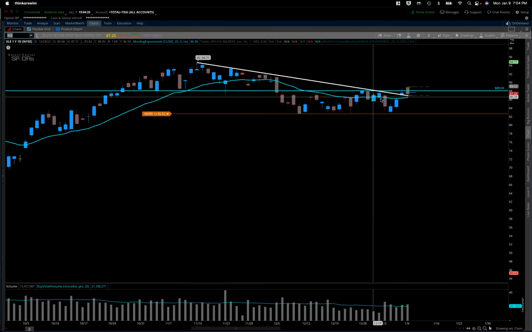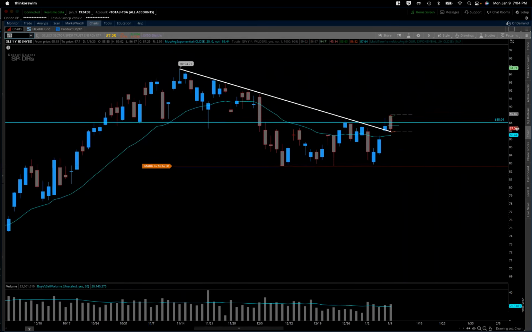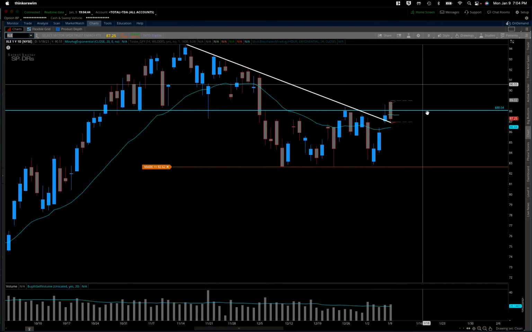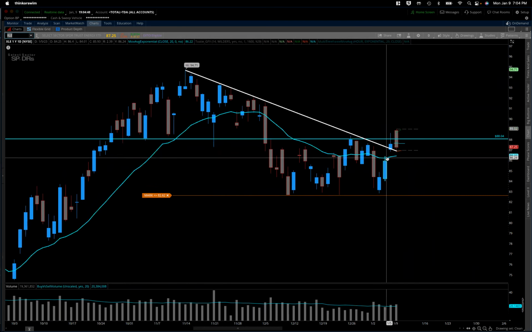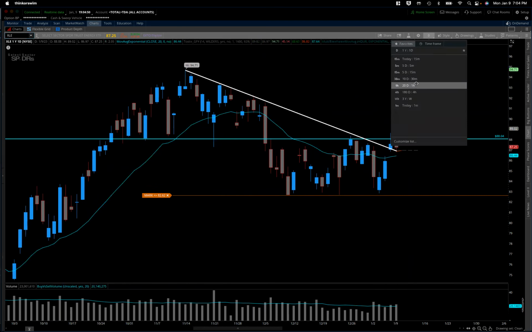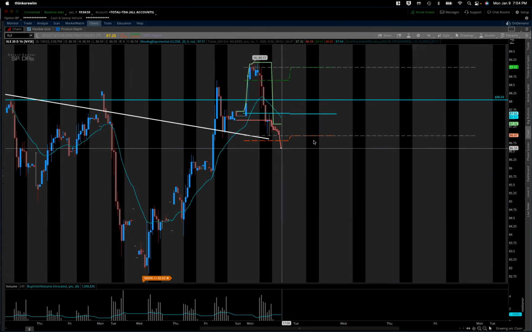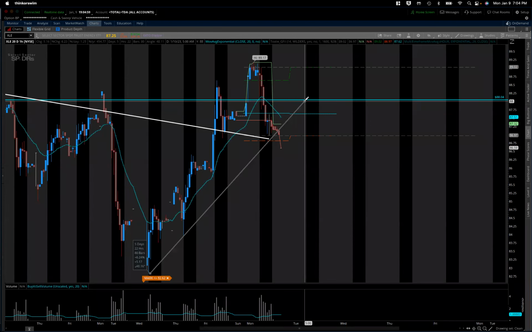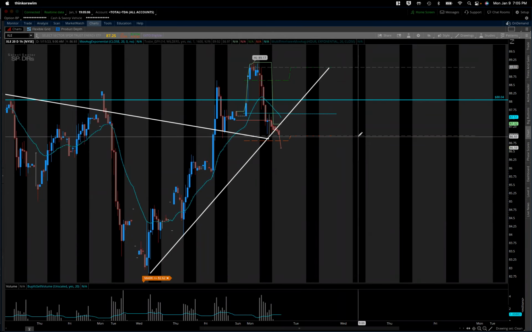Wow, this actually looks kind of decent for a short here. XLE, this 88 level is really key. It's one that I've been watching. You'll notice it actually broke above this uptrend, so if we get back below it, that would be a really nice fake out. Yeah, XLE is looking shortable to me if we give up this uptrend right here. I'll keep my eye on that. I like that idea. I'll just set an alert for now.